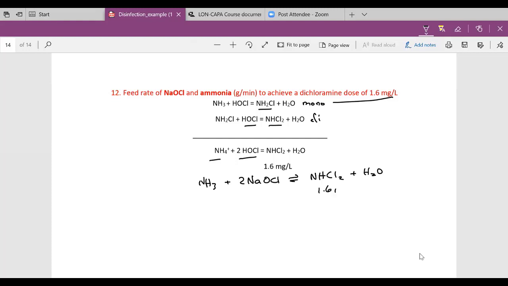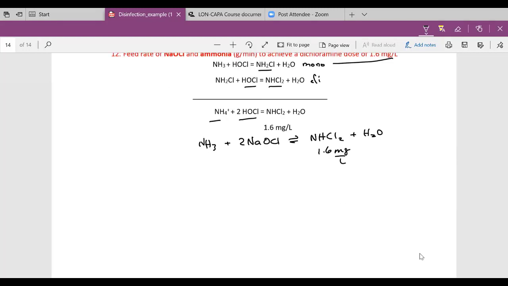And we want 1.6 milligrams per liter. So we need to convert the 1.6 milligrams per liter to molar units, and we have 1.6 milligrams per liter, and that's our dichloramine. That has a molecular weight of 85.92 milligrams per millimole, and that is equal to 0.0186 millimoles per liter.